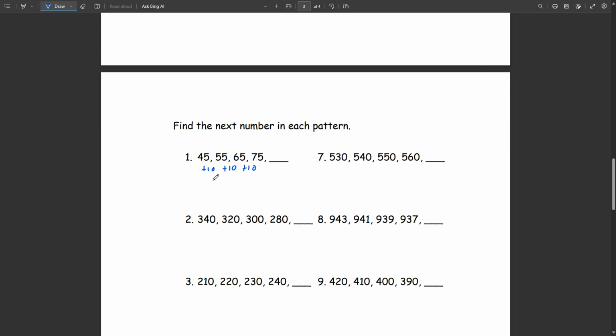Right, so our missing number should just be 75 plus 10. 5 plus 0 equals 5. 7 plus 1 equals 8, and we get 85.